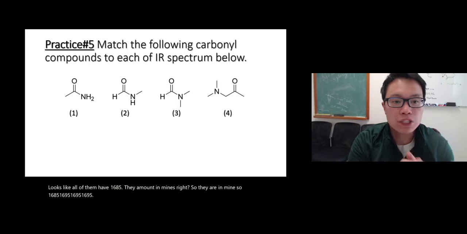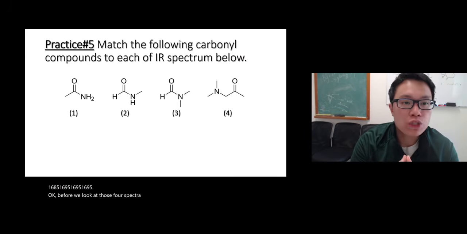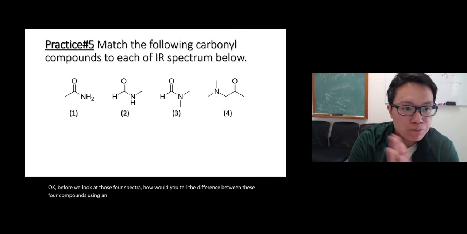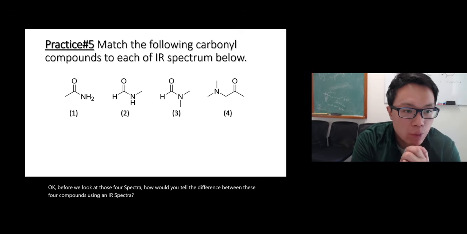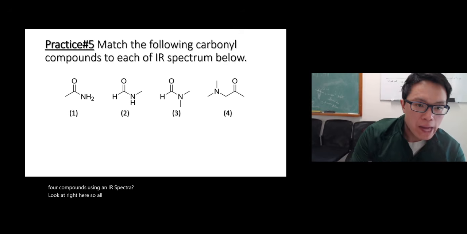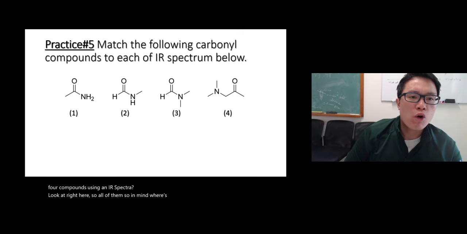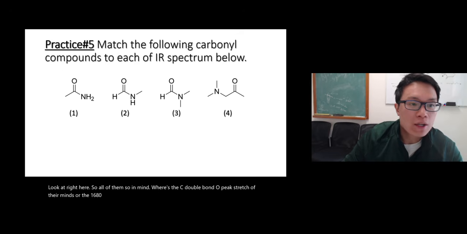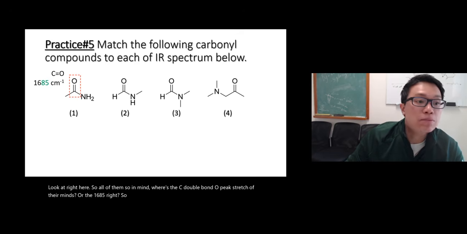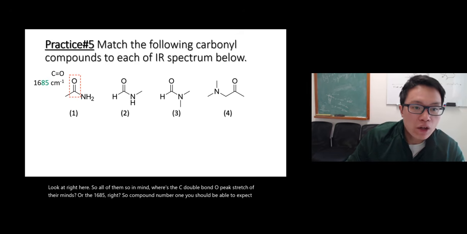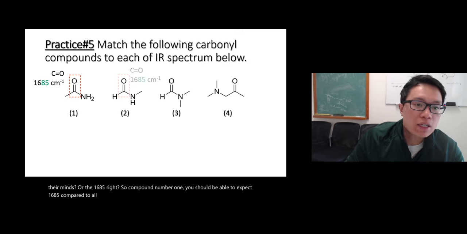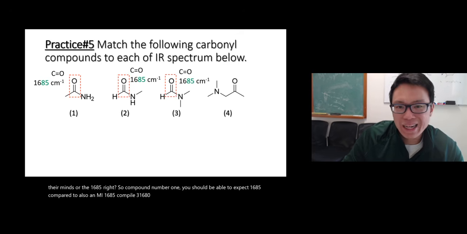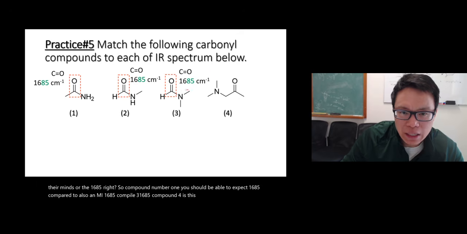Okay, before we look at those four spectra, how would you tell the difference between these four compounds using an IR spectrum? Well, look right here. All of them are amides, so where's the C=O stretch peak of amides? Oh, the 1685, right? So compound number one, you should be able to expect 1685. Compound two, also an amide, 1685. Compound three, 1685. Compound four, is this compound an amide?